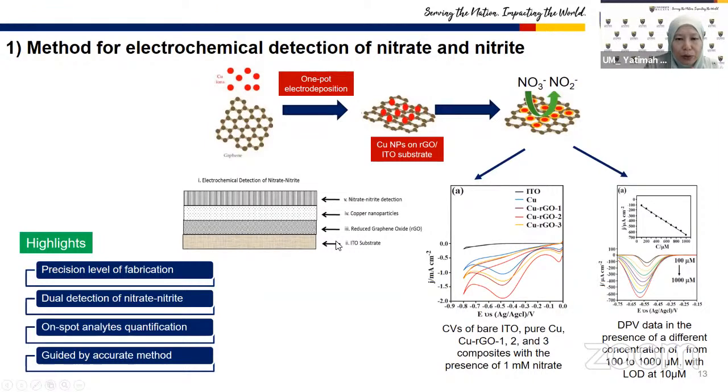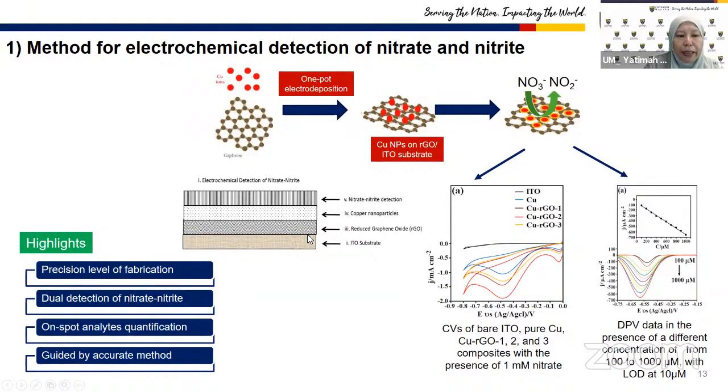So this modified electrode is used to detect nitrate and nitrite. This is what we developed, and this is the prototype. What we can highlight here is that in this particular study, we produce a precision level of fabrication, because how you fabricate is very important. When you do fabrication, we want to measure the thickness and the morphology, and study the characterizations of the layers that have been deposited.